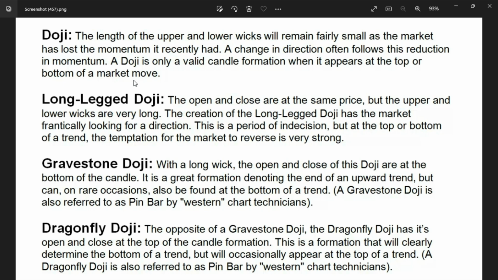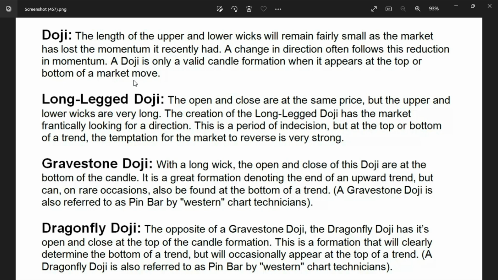This gravestone doji is also called a pin bar, but we know we have a lot of pin bars. People call different kinds of candles pin bars. We have different kinds of candle names here, but the most important thing is to pick up the important candle patterns and note what you want to do in the market. All right, the last one is the dragonfly.